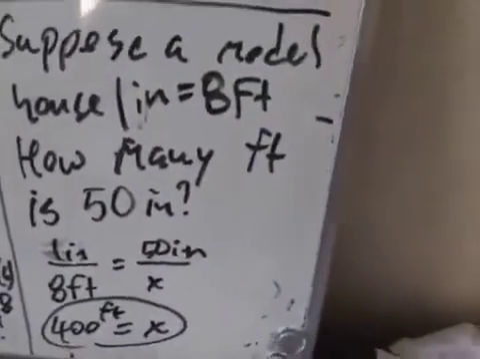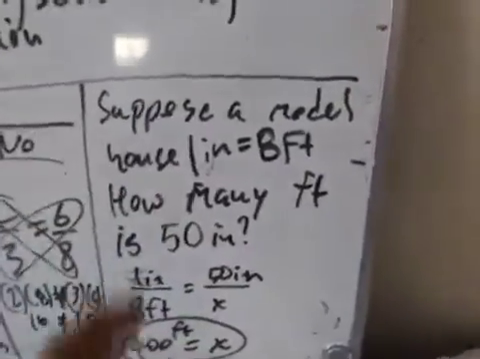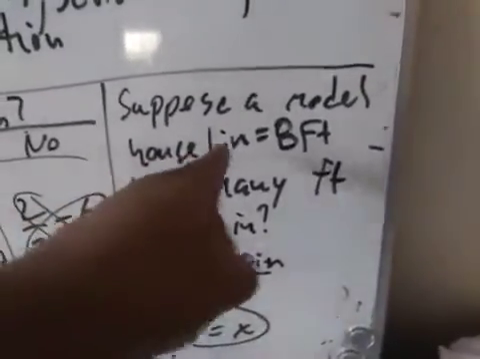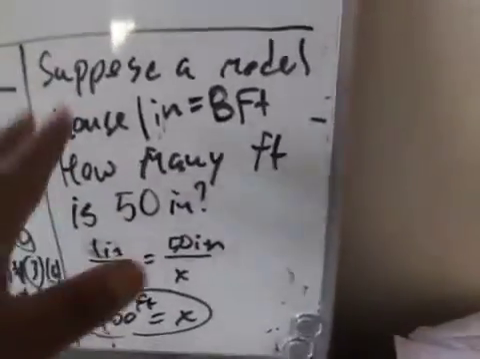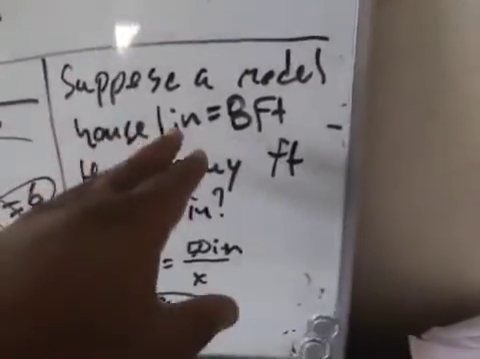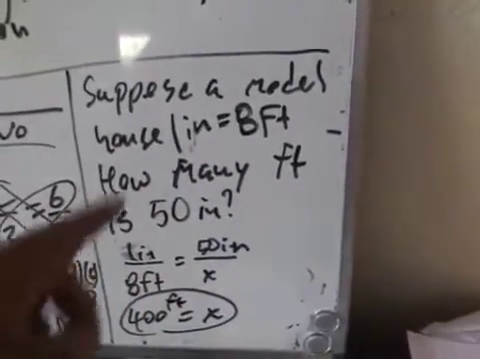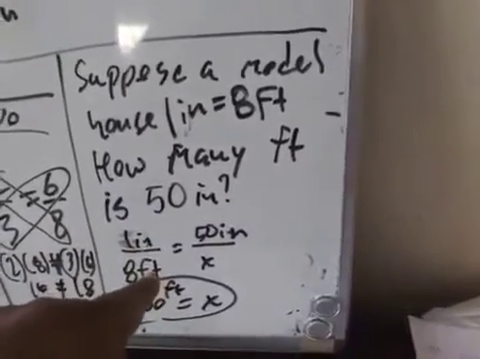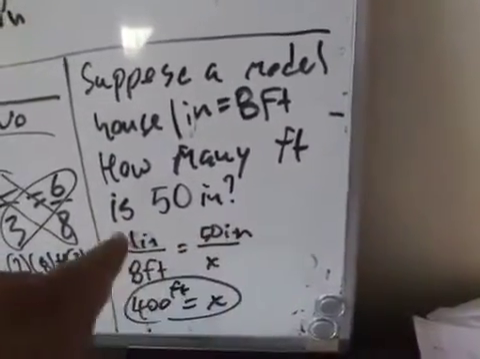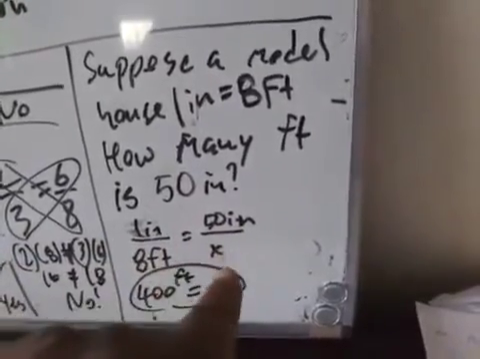All right, this last one. Suppose a model. So this is a scale factor problem, right? Scale factor. So you have a little model house where 1 inch is equal to 8 feet. So if that's the case, and that's what's given, how many feet is 50 inches? So you would set it up like every time you see 1 inch on the house, it represents 8 feet. So that means 50 inches, and you have to keep the parallelism. That's why inches is up here and inches is over here. How many feet would it be?